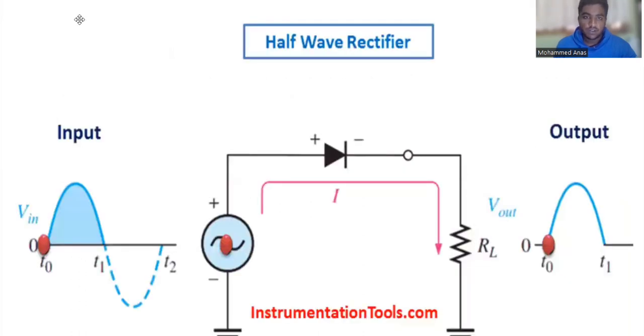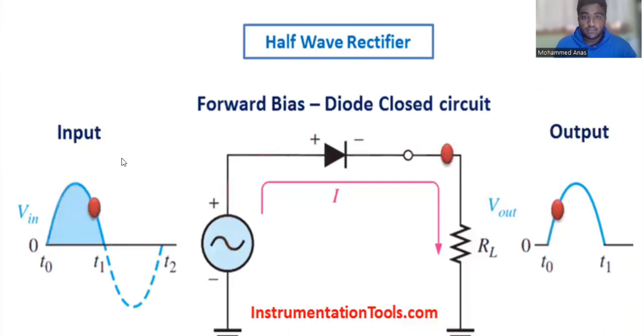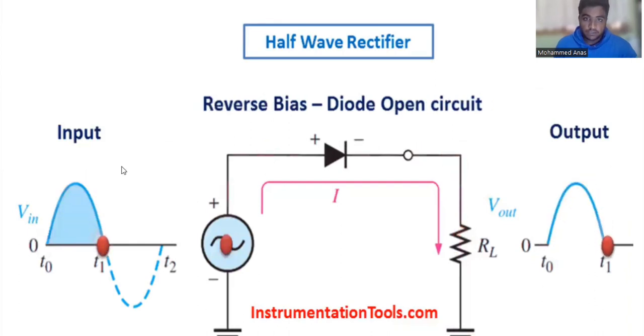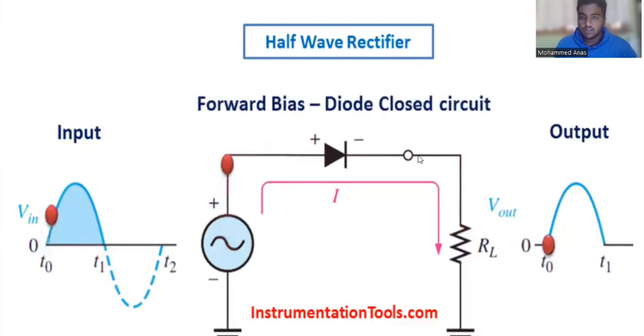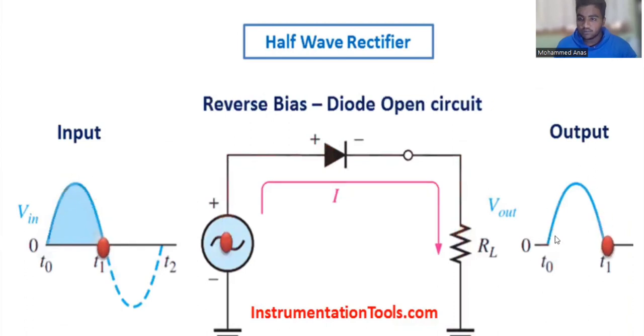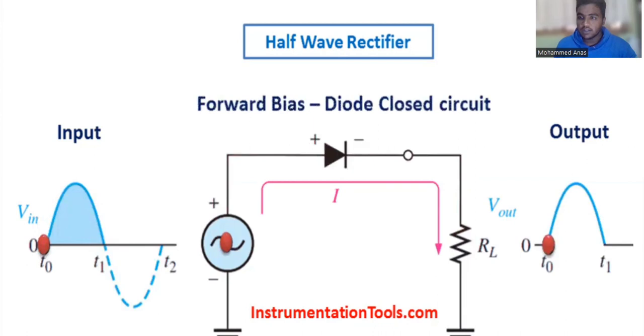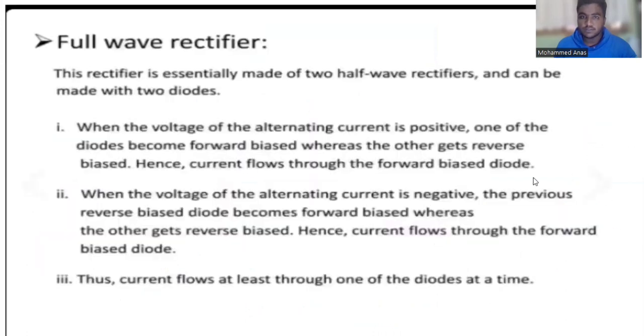Now we are going to see how the forward bias works in a half wave rectifier. As the input is given, it passes out positive to negative. As you see, the output voltage is formed. This is how the input is given, and current flows throughout the diode or the circuit, and the output is formed.